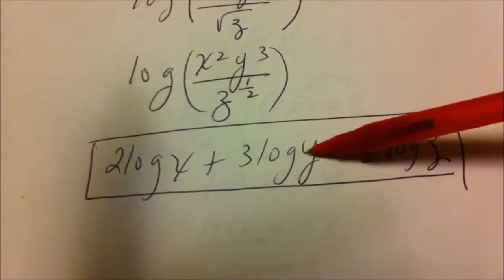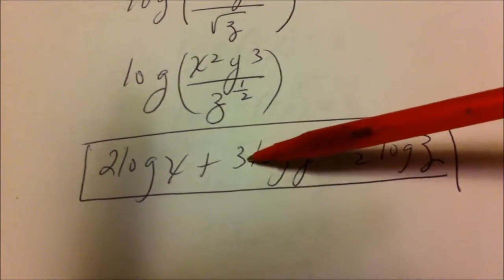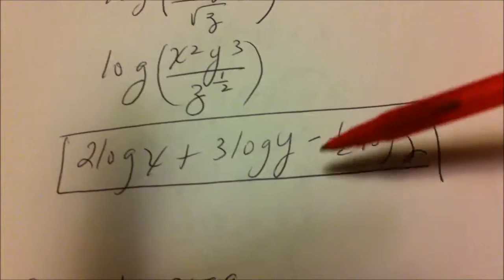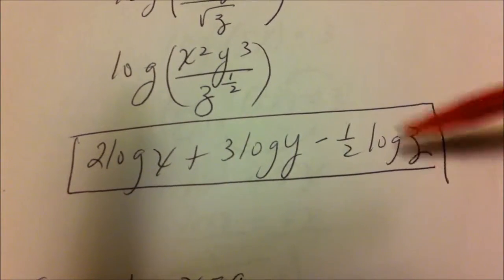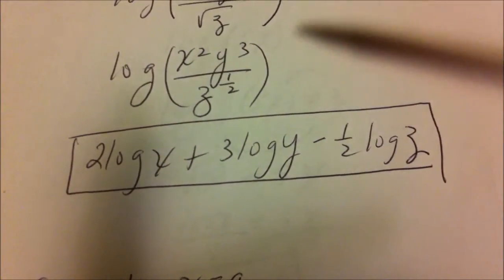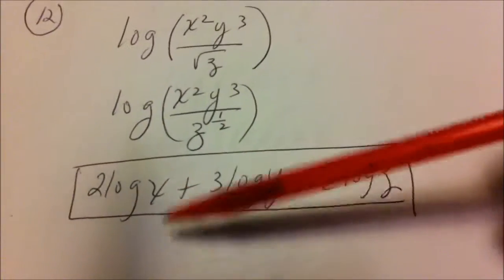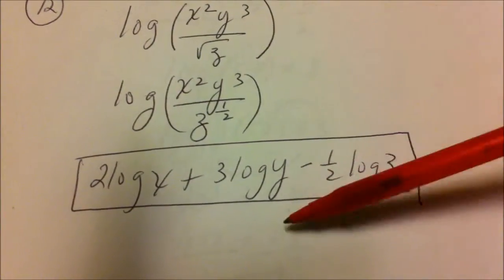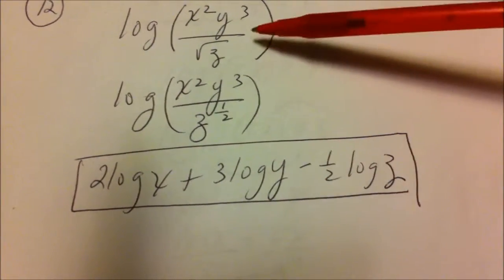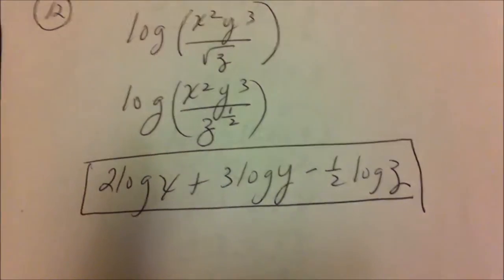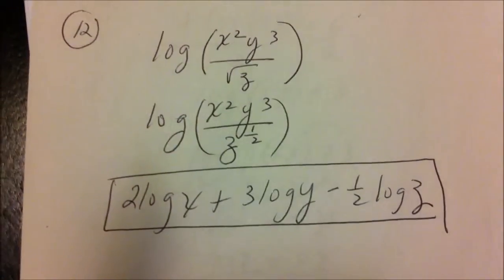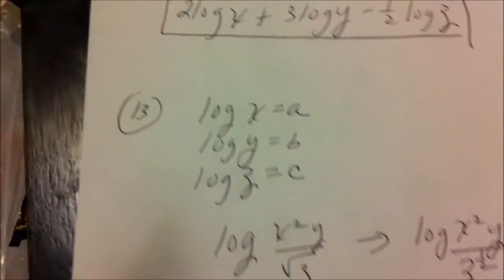Y gets its own log, and you pull that 3 in front. The division symbol is subtraction. Z gets its own log, and you pull that 1/2 in front. Now you have an equivalent log expression. This and this are equivalent. And if this were part 1 with mock substitution, you could have done this, or at least checked it with mock substitution.